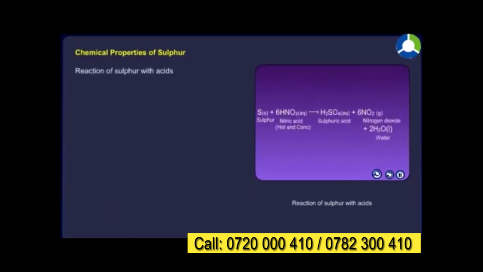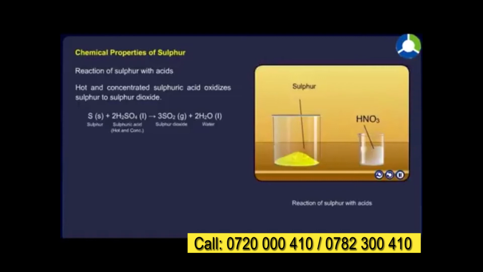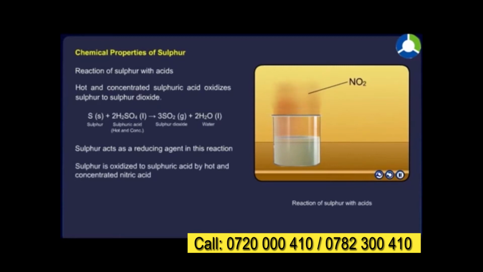Reaction of sulfur with acids. Hot and concentrated sulfuric acid oxidizes sulfur to sulfur dioxide. Sulfur acts as a reducing agent in this reaction. Sulfur is oxidized to sulfuric acid by hot and concentrated nitric acid.